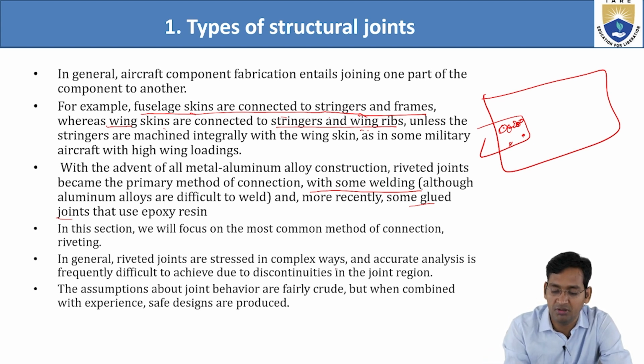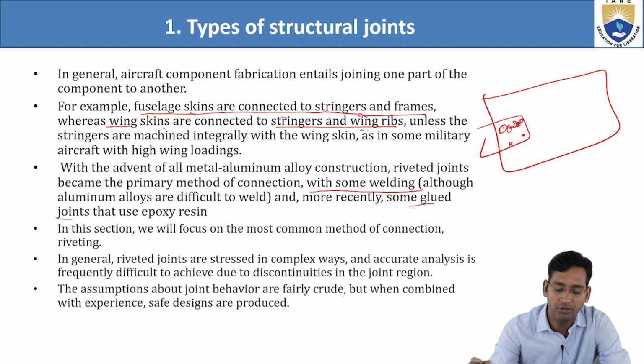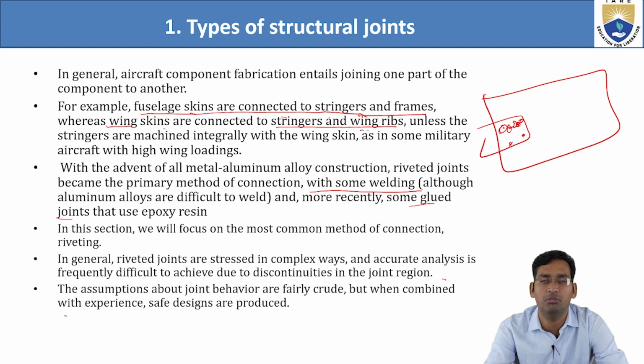Because of the discontinuity in the joint region, accurate analysis is very difficult. The assumptions about joint behavior are fairly crude, but when combined with experience, safe designs are produced. So assumptions can be made, but when we combine them with experience, then safe designs must be produced. Then we will see what is safe design and safe load.